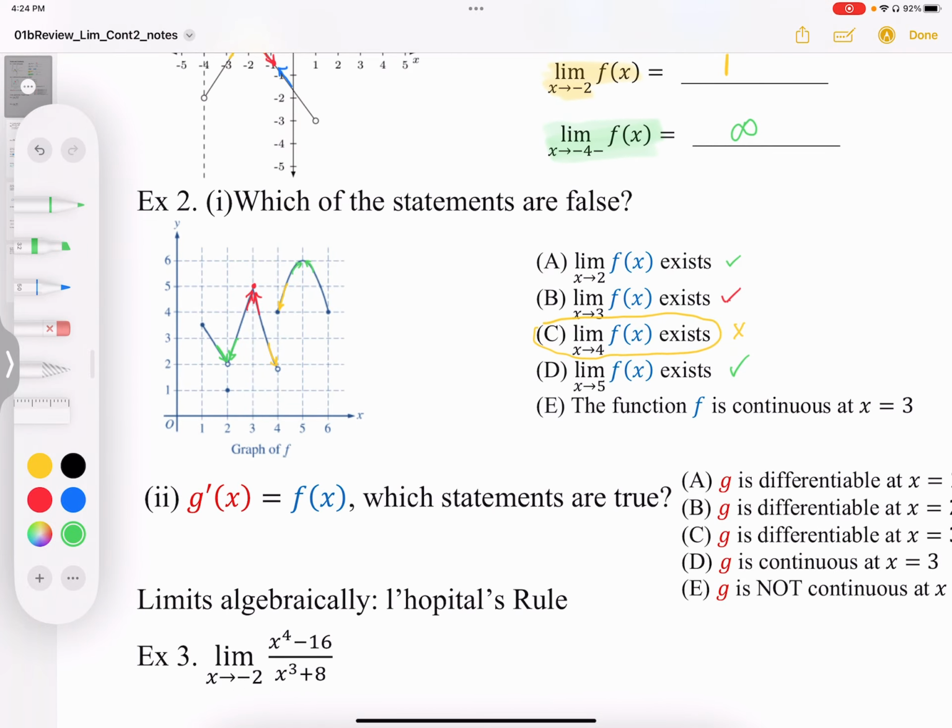And lastly, is the function f continuous at x equals 3? Well, the limit at x equals 3 exists. We know that the limit as x approaches 3 from both sides exists, and we also know that it's equal to f at 3. So it is continuous. That is not a false statement either.